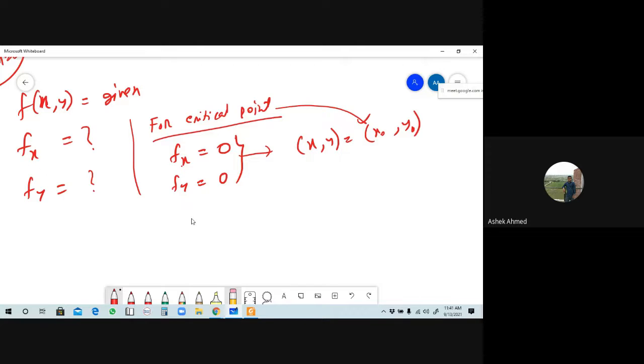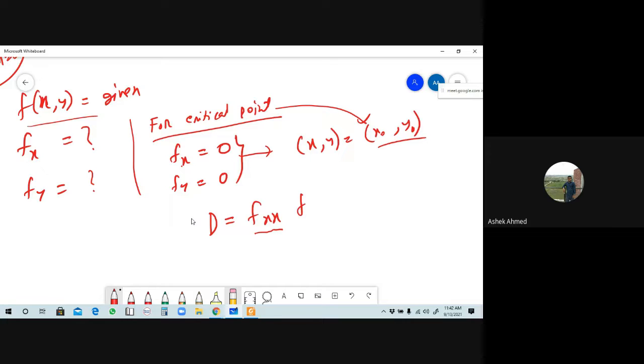We will find out whether the function f of x, y will have a maximum or minimum value at the point x naught and y naught. For that case you have to differentiate again, f suffix x and f suffix y, in this way. For maximum or minimum value, there we have a term d, which is denoted by f suffix xx. What do you mean by f suffix xx? This represents double differentiation, the partial derivative of f with respect to x two times.